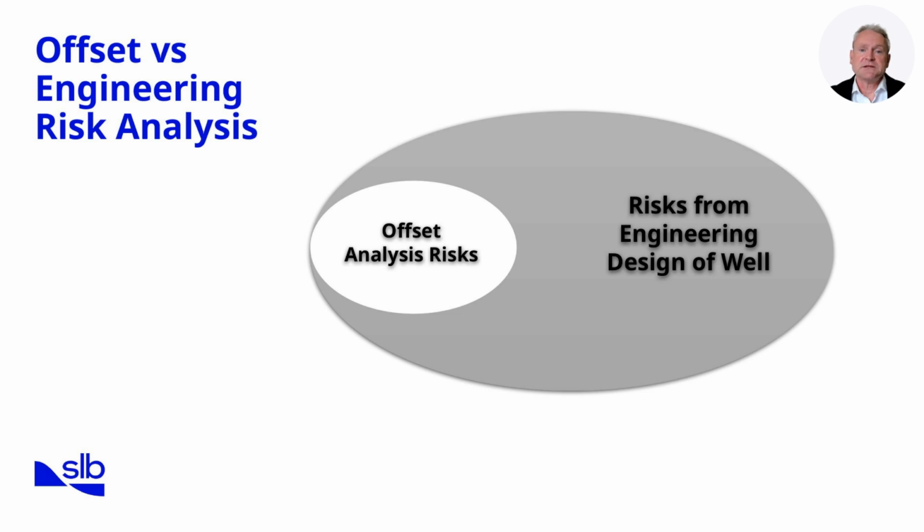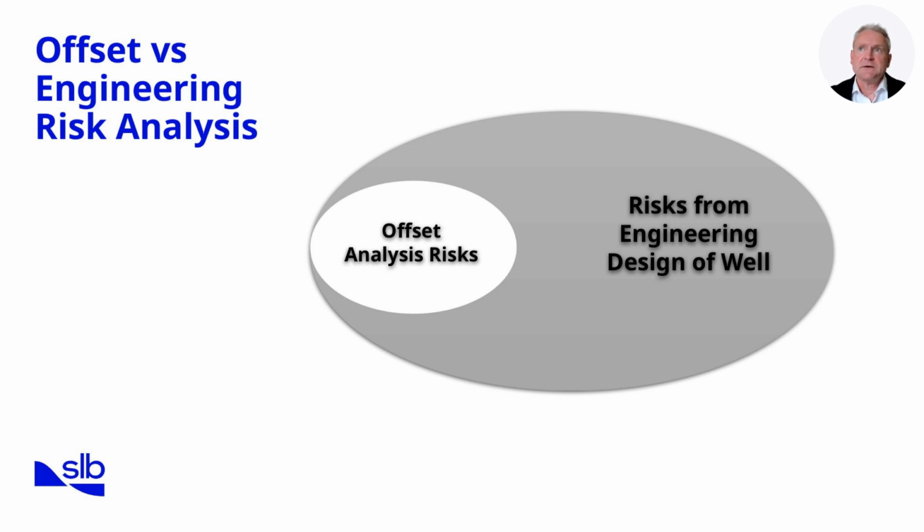When we talk about risk in drilling, it is important to separate offset analysis from engineering risk analysis. Offset analysis looks at what has happened on previous wells in the same field or region. It identifies trends such as stuck pipe events, circulation losses, or well control incidents, and then uses that information to forecast risks on the new well. Essentially, it is about learning from history.